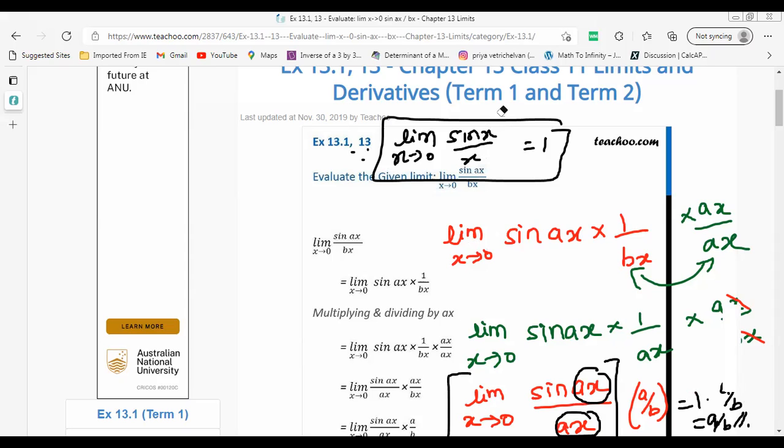Ma'am, why aren't we canceling ax and ax in the second last step? We are not cancelling ax and ax. Here you do have ax and here you do have bx. I'm cancelling out the x alone.